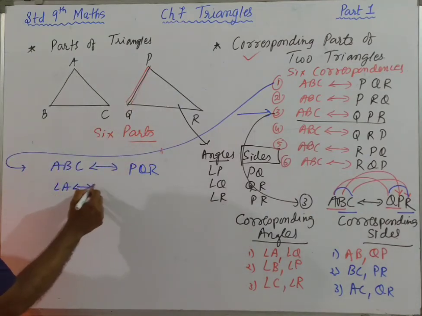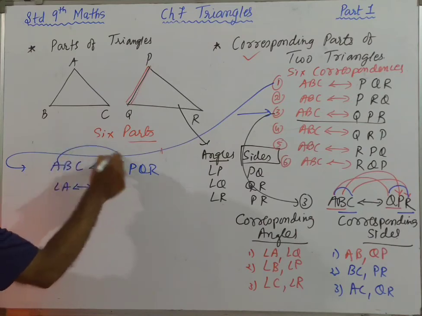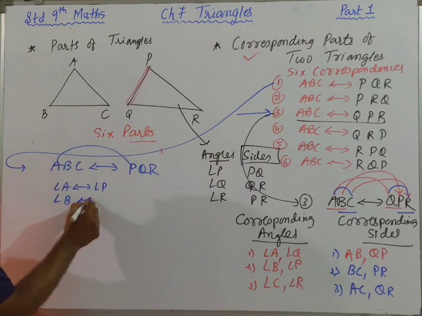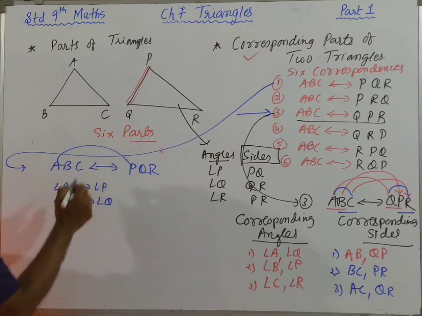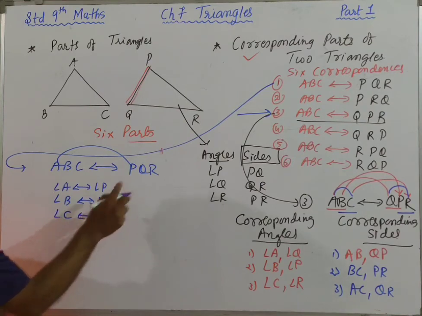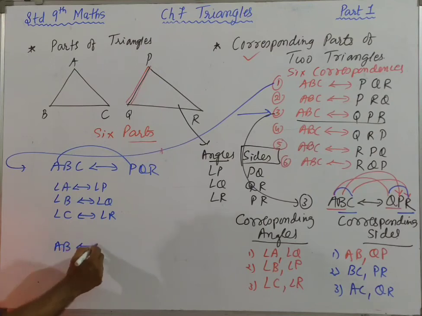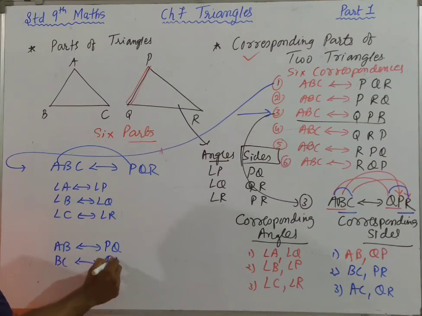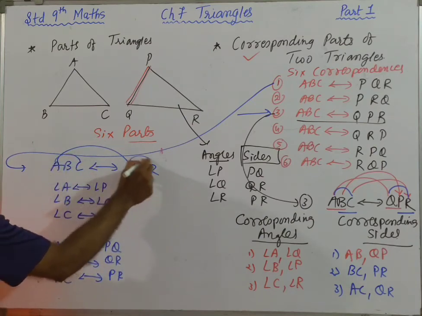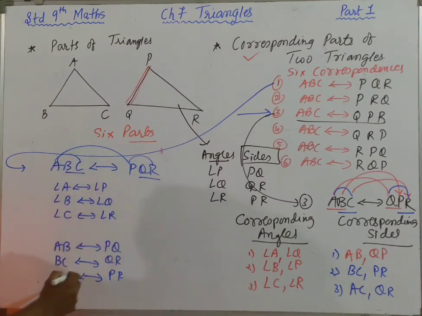Angle A corresponds to angle P, right? Angle B corresponds to angle Q, and in the third order, angle C corresponds to angle R. Side AB, line segment AB, corresponds to line segment PQ. Line segment BC corresponds to line segment QR, and line segment AC corresponds to line segment PR. This is AC, here is PR, this is BC, here is QR.